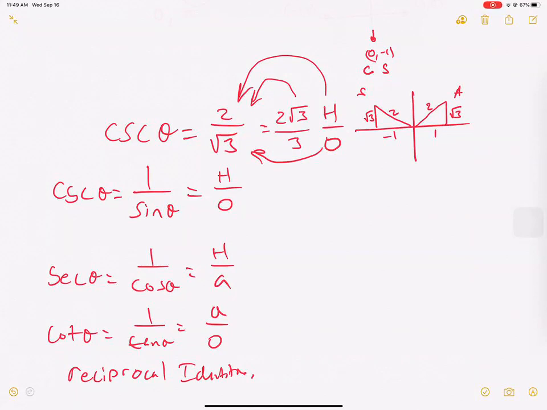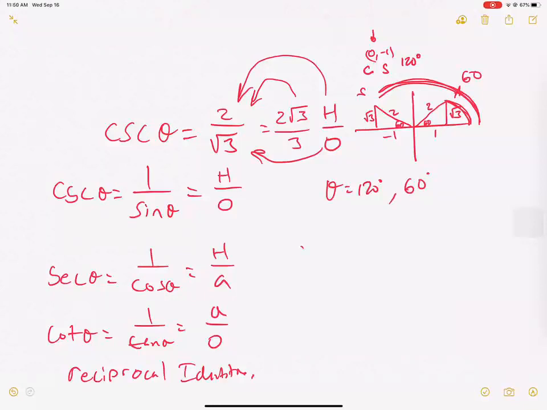What angle goes next to the 1? Oh, it's going to be 60. So our first angle is going to be 60. Our second angle is going to be 120. Theta is 120 and 60. So whenever we have the reciprocal, we have to say, is that sine, cosine, or tangent? So we know which triangle to draw in what quadrant.